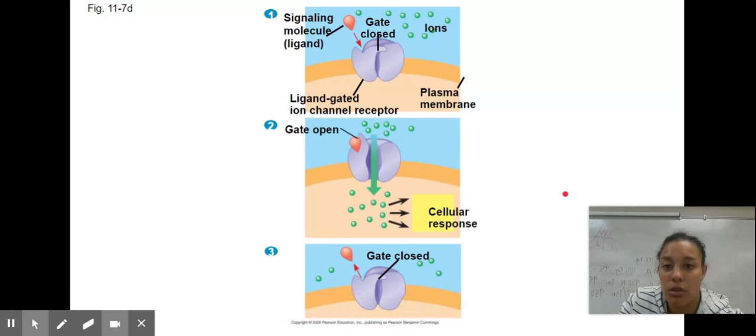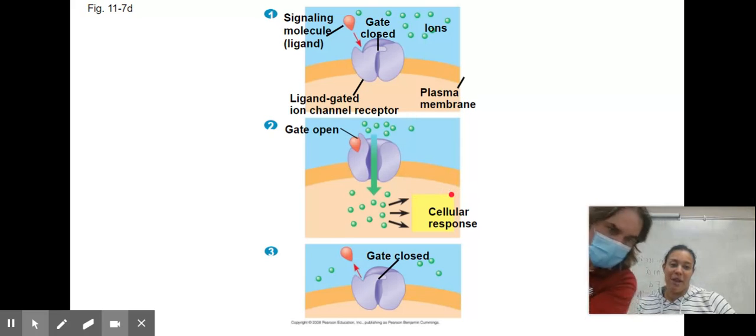So again, here's another look at it with a ligand-gated ion channel. Here's our ligand over here with the specific shape. The gate is closed because it's not linked up. Here are the ions that we're trying to send into the cell. It'll go on through and link, open up the ion channel, and the ions will come through and create a response.